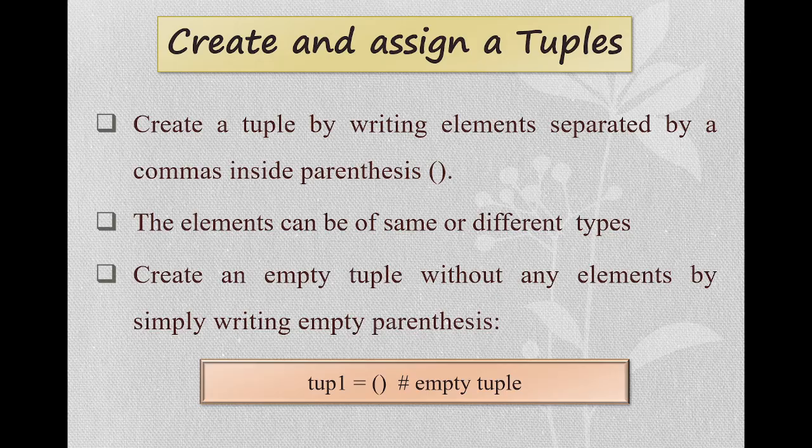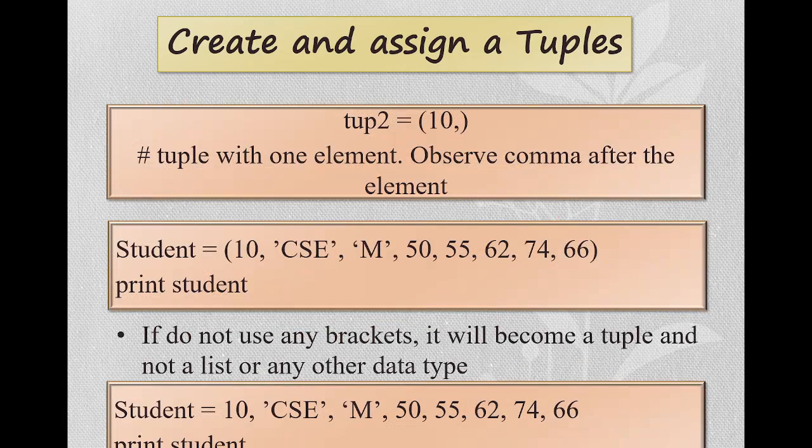Create and assign a tuple. We can create a tuple using parentheses. Inside the parentheses, the elements can be of the same or different types, and empty values are also allowed. For a tuple with one element, observe the comma after that element. Print student will print the values. If we do not use any bracket, it will still be a tuple and not a list or any other data type.